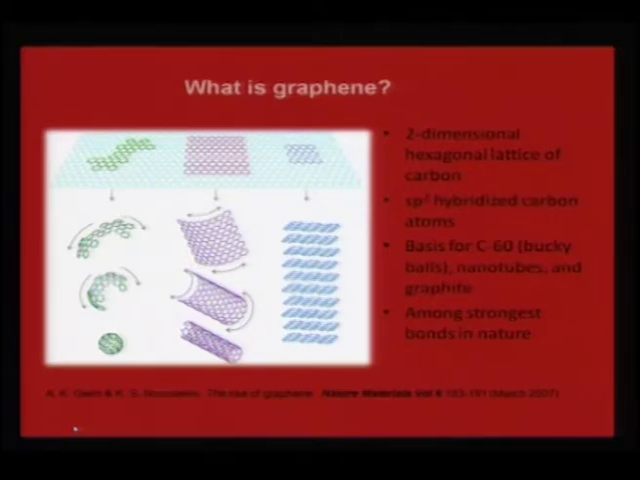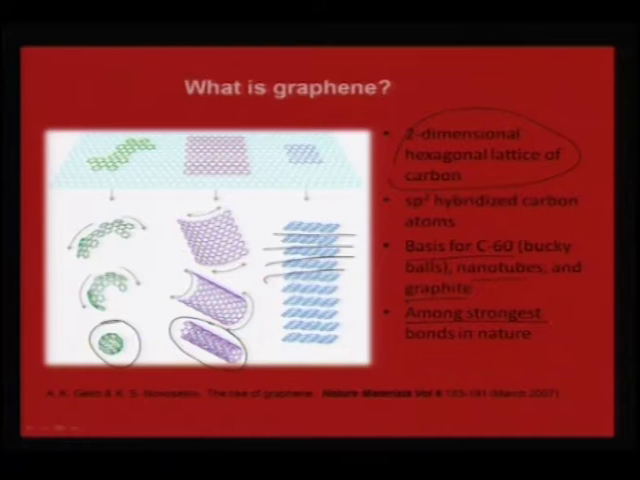What is this graphene? The graphene, as we pointed out, this is a 2-dimensional hexagonal lattice from where we can either achieve this, or we can actually get these layers of graphene, and this is the basis for C60, for nanotubes and for graphite, and among strongest bond in nature.